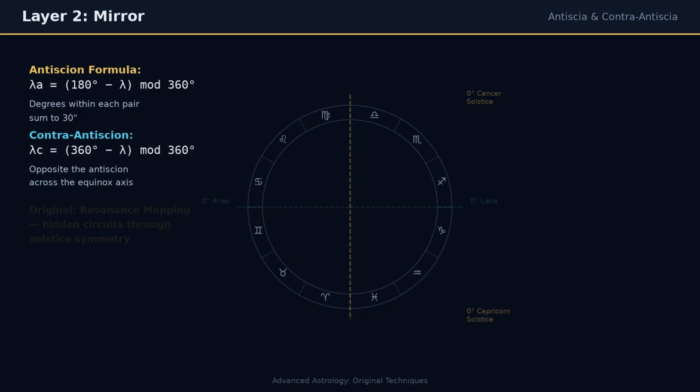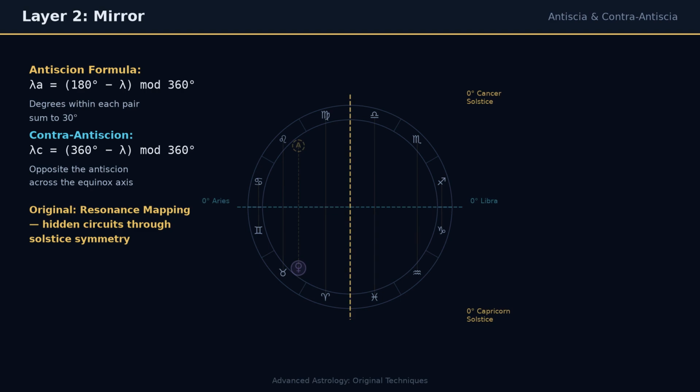In the sign pairings, Aries mirrors Virgo, Taurus mirrors Leo, Gemini mirrors Cancer, Libra mirrors Pisces, Scorpio mirrors Aquarius, Sagittarius mirrors Capricorn. Contrantitia reflect across the equinoctial axis instead, Aries-Libra, and are found by taking the antition and opposing it by 180 degrees. The original technique here is what I call resonance mapping.